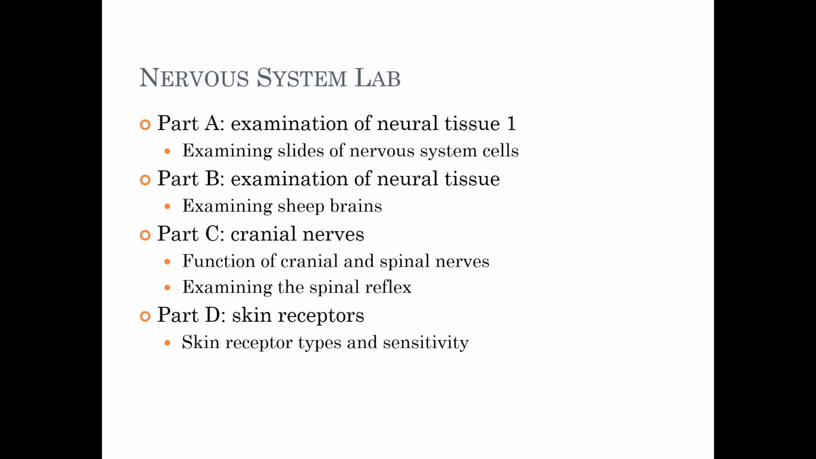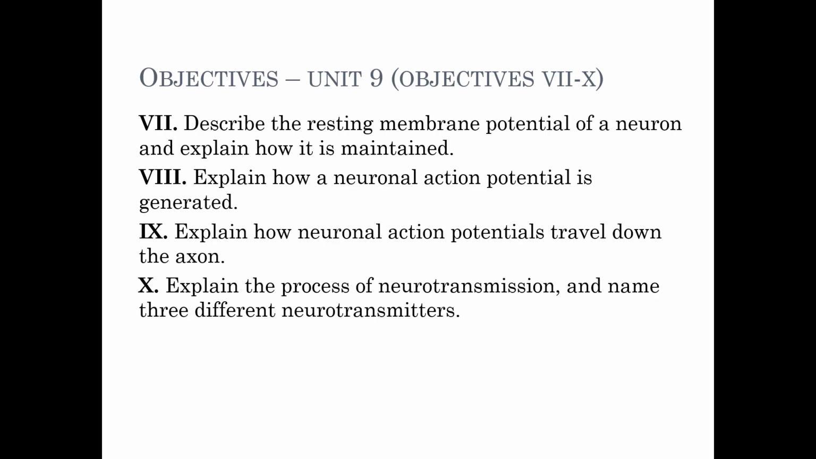So the lab this week, we're going to be looking at neural tissue. There's a number of different types of slides. You're going to be looking at pictures of the histology and the tissue itself, and then the cranial nerves and skin receptors. We're going to be looking at the following objectives.